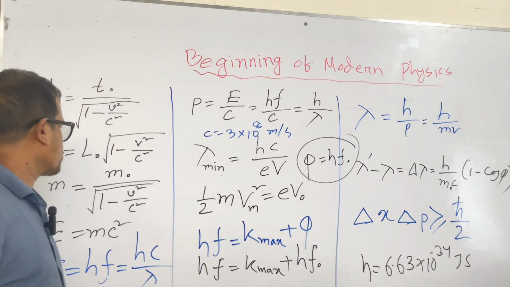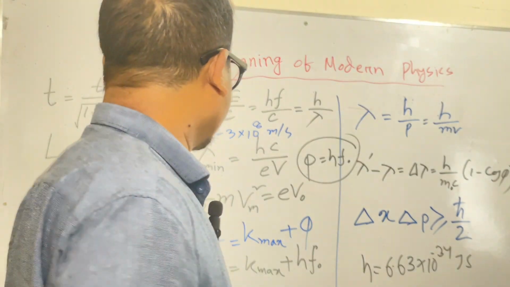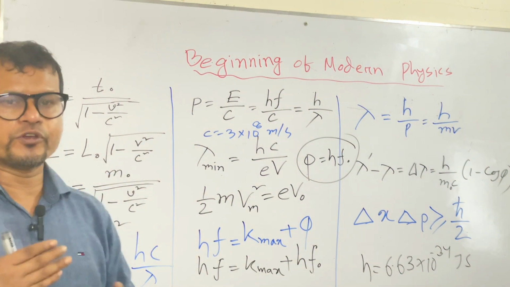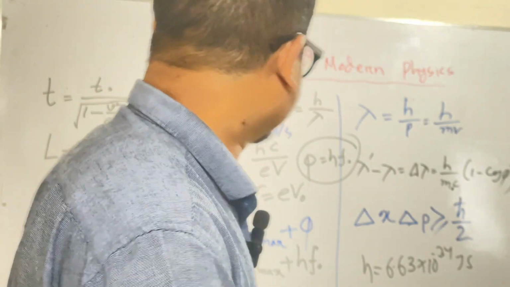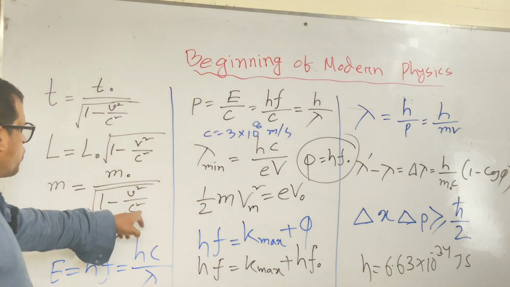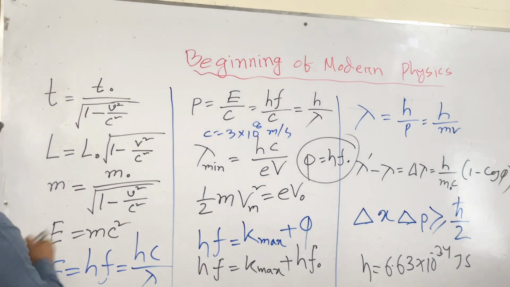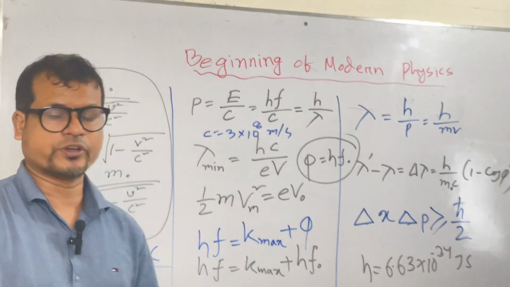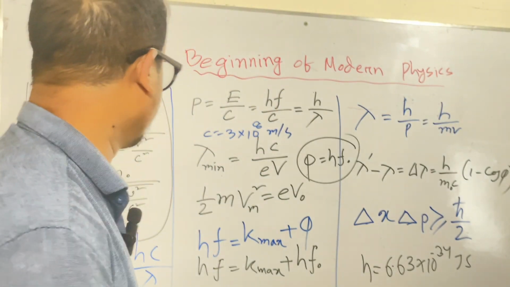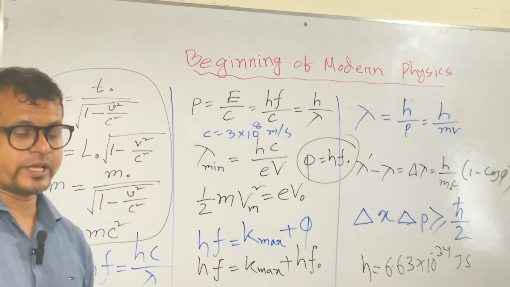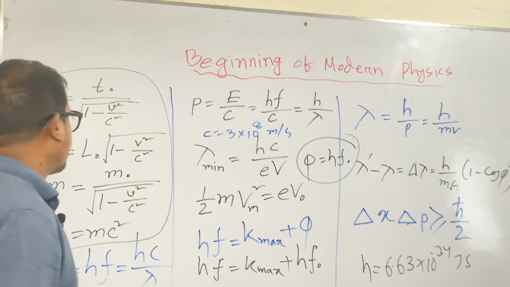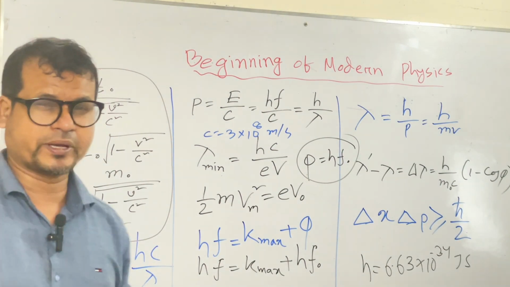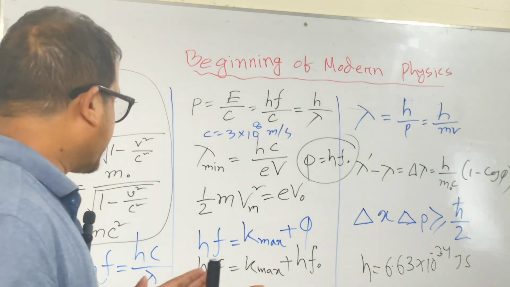L equals L naught over root 1 minus v squared over c squared. Here M is the mass of a moving body, M naught is the mass of a body at rest, and the factor is root 1 minus v squared over c squared. This is E equals mc squared, a very prominent equation. For doing the mathematics and the creative questions, you just have to remember this formula.